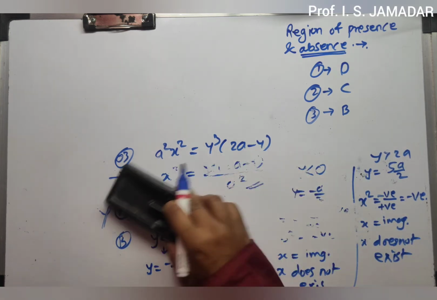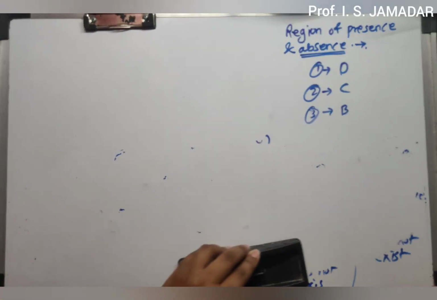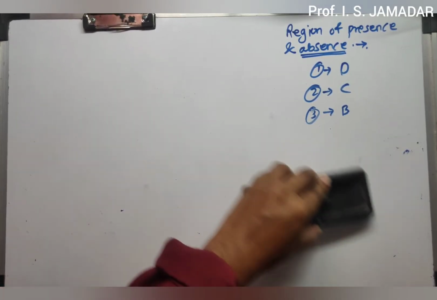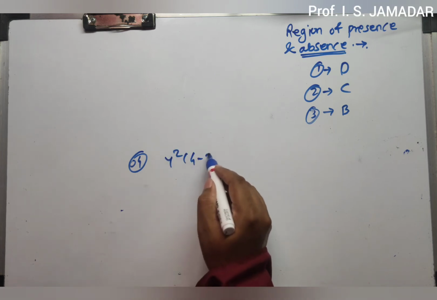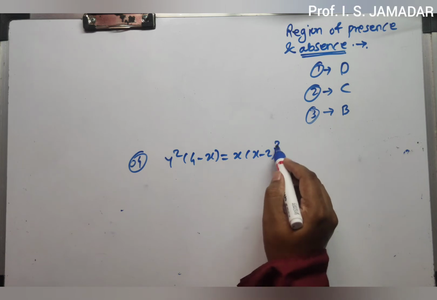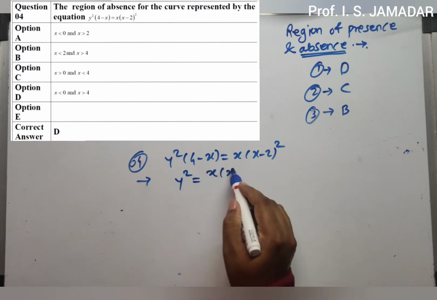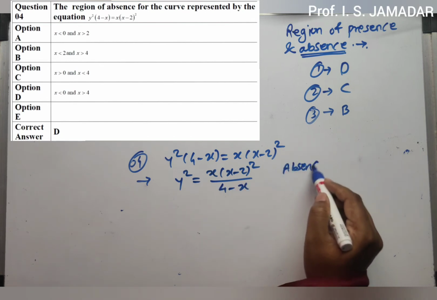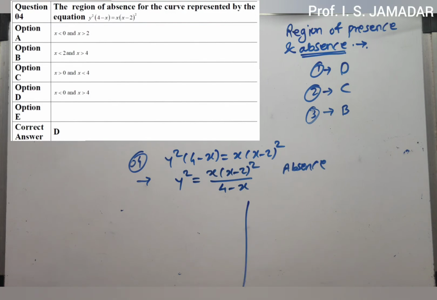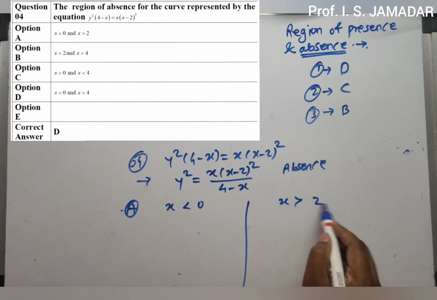Okay. Now let us go for question number 4. Question number 4 is: the region of absence for the curve y square into 4 minus x is equal to x into x minus 2 bracket square. Now from this we can write y square in the form of x. Y square is equal to x into x minus 2 bracket square divided by 4 minus x, and the question is about the options. Okay, now what is option A? Option A is x less than 0 and x greater than 2.